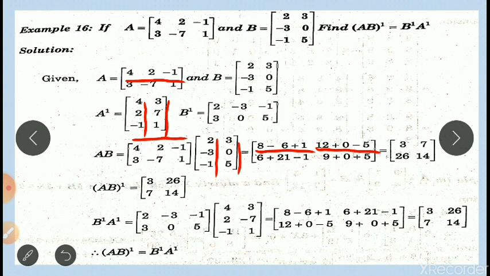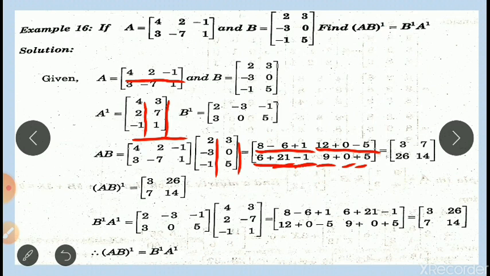Next, the second row of the A matrix will be multiplied with the first column of the B matrix. 3 into 2, that is 6, plus minus 7 into minus 3 is plus 21. We'll write plus 21, and 1 into minus 1 is minus 1. We'll get 6 plus 21 minus 1. Next, the second row will be multiplied with the second column of the B matrix. 3 into 3, 9, plus minus 7 into 0 is 0. We'll write 0. 1 into 5 is 5. We'll get 9 plus 0 plus 5.